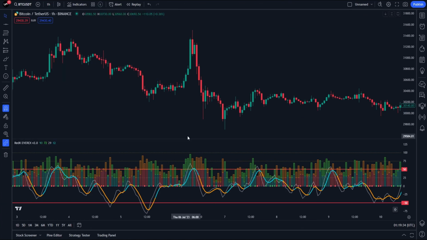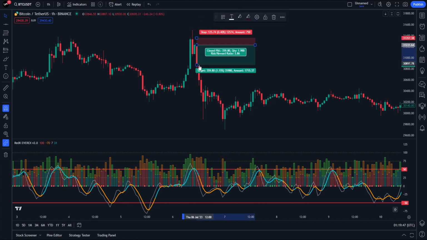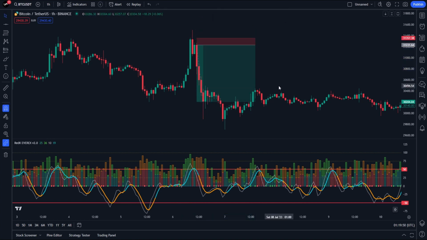Regarding sell trades, when both lines surpass the 50 level and the orange line crosses the white line, be on the lookout for an orange highlight within the volume. This serves as a definitive signal for an ideal selling condition, warranting the commencement of a trade.